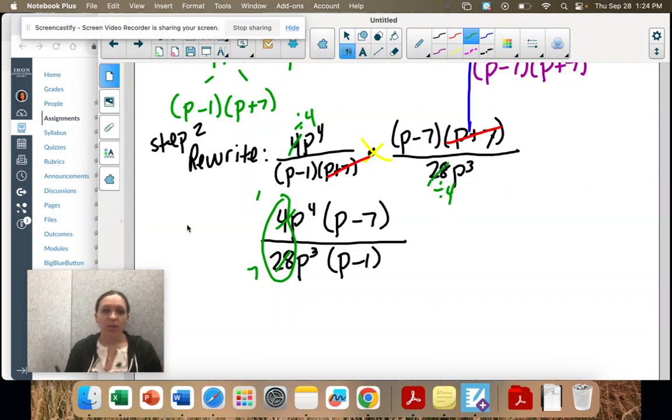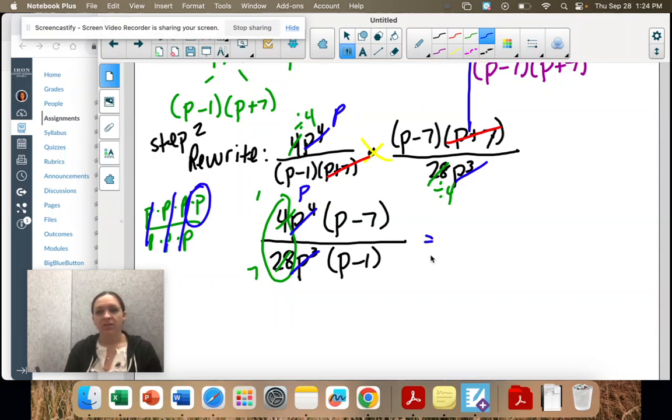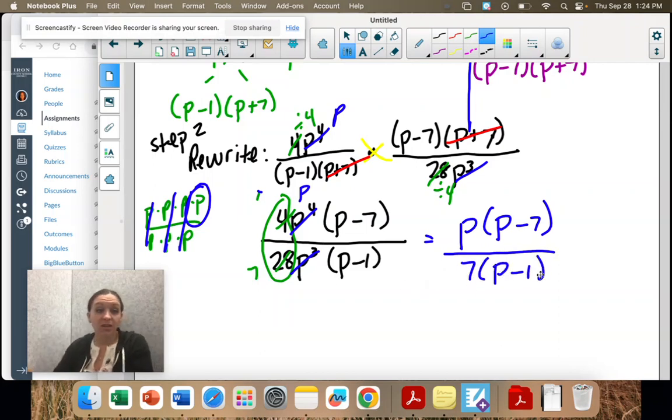And then we have 4 p's divided by 3 p's. So what happens? We're left with just 1 on the numerator. And again, you could have done that here if you would have recognized that they cross cancel. So now my numerator is 1p. I don't have to write the 1, just p minus 7 divided by 7 p minus 1. And again, you don't have to multiply. You can leave it just like that.